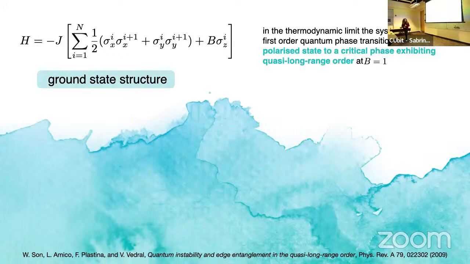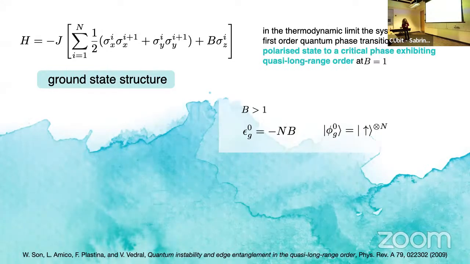And if you look at this model, in the thermodynamic limit it undergoes a first order quantum phase transition from a fully polarized state to a critical phase which exhibits quasi-long range order. And the critical point is V = 1 in this case. So V greater than 1 is the separable state, and between 0 and 1 we have this phase. I will refer to this reference, where this model far from the thermodynamic limit has been studied. This is a model that can be solved analytically, and this is what I will be using as a benchmark.